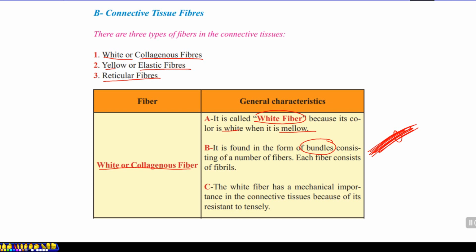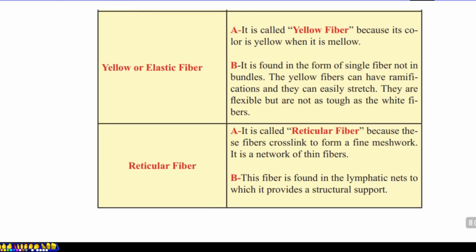The white fiber has a mechanical importance in connective tissue because it resists tensile force, so they cannot expand. No expansion, for what? For white or collagenous fibers. We need this information to compare it with yellow, because the main question about these fibers is to compare white with yellow, or elastic and collagenous fibers.